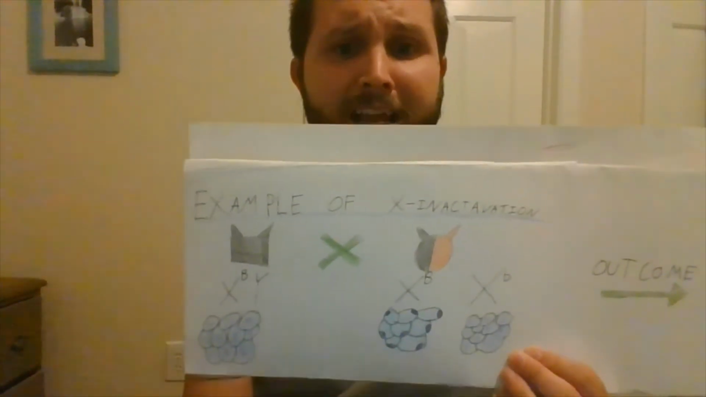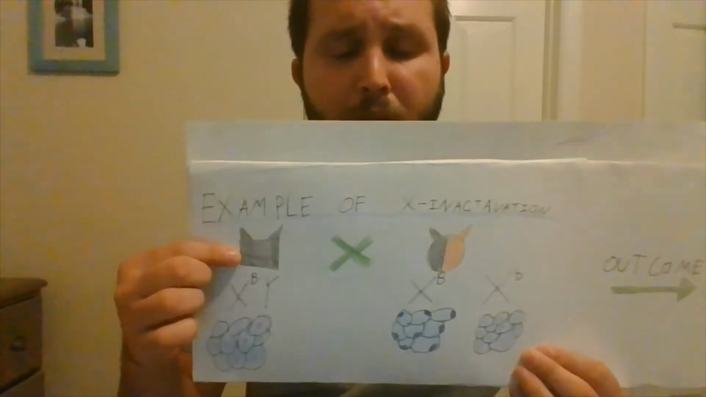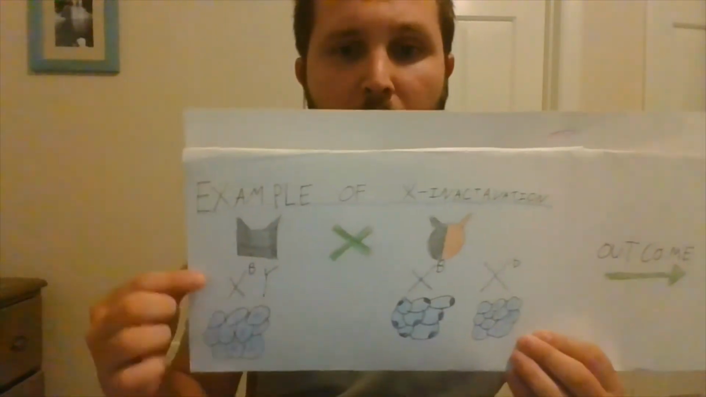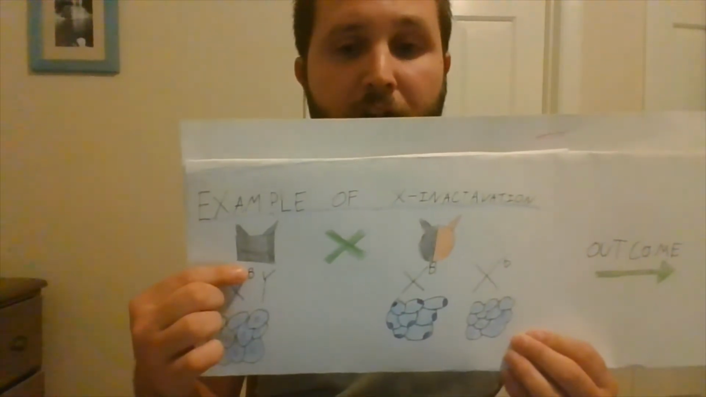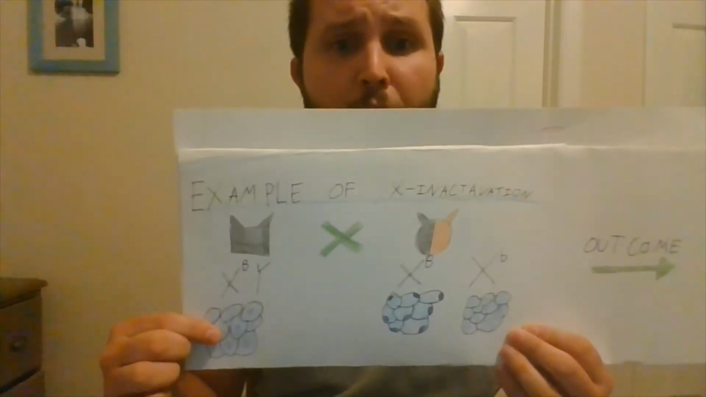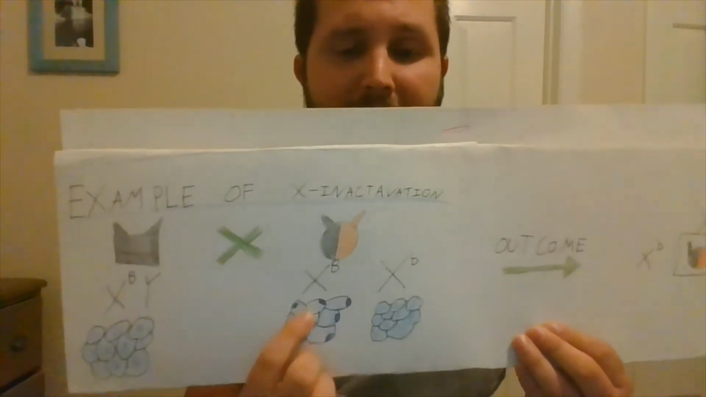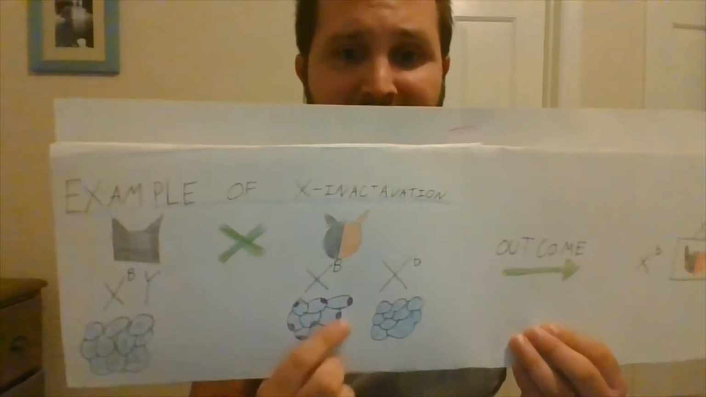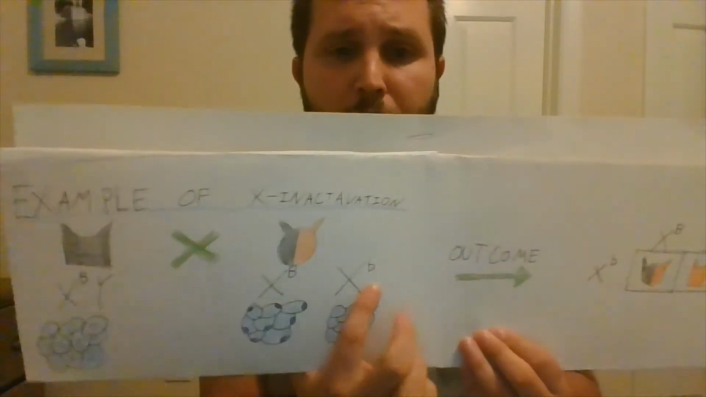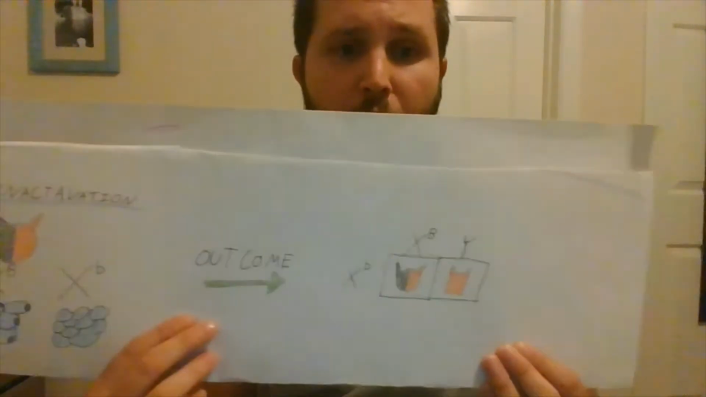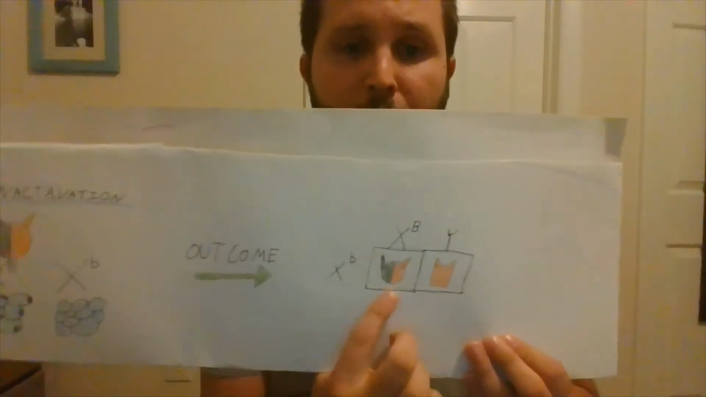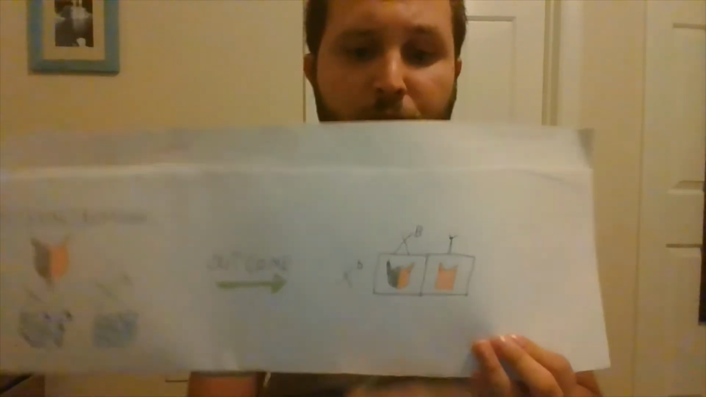Now let's look at an example of X inactivation when we cross a black male and a tortoiseshell female. The black male has an X chromosome with a dominant allele, but because there is only one, there is no X inactivation. In the heterozygous tortoiseshell female, the X chromosome with a dominant allele has been inactivated in this case, meaning the X chromosome with a recessive allele carries over, in which the outcome is going to be either a tortoiseshell female or an orange male.